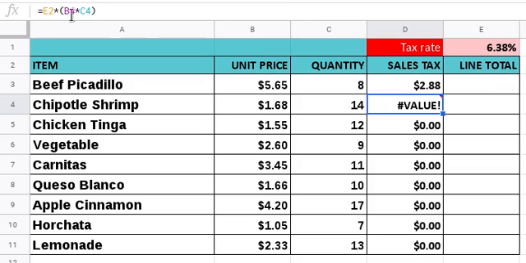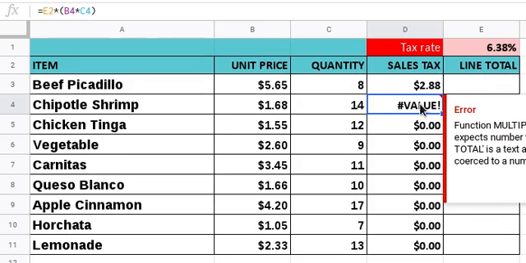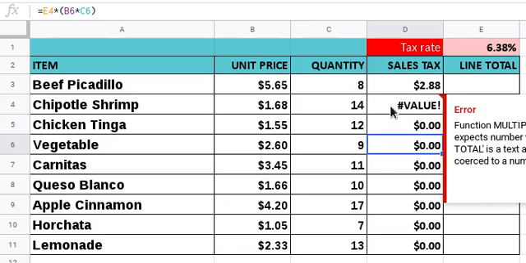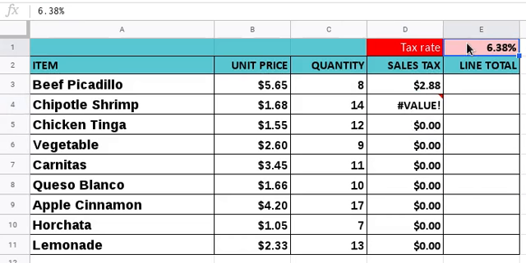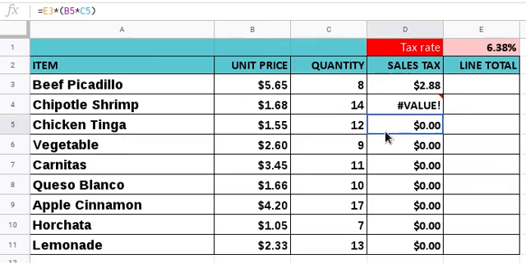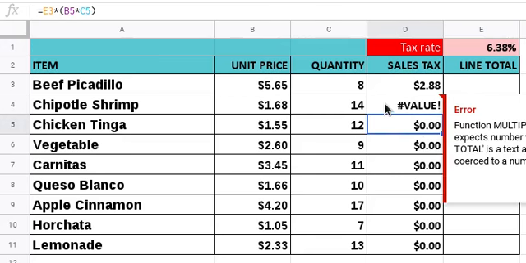Let's continue. Multiply by B4. B4 would be fine and C4 would be fine. So what shouldn't change in this formula? All these formulas here, what should not change is the tax rate. The tax rate should remain constant. So we should show this in our formula so that when we fill it downwards, it does not cause this error. How can we do that?